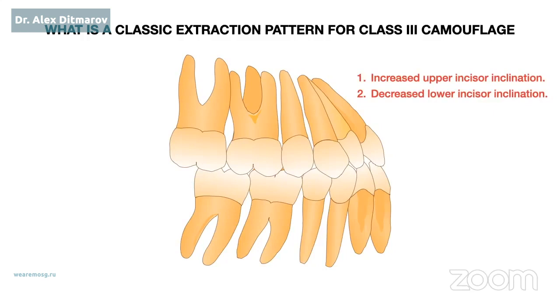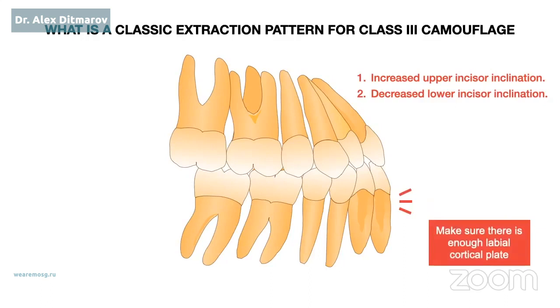The first feature is increased upper incisor inclination, and the second feature is decreased lower incisor inclination. And when we have such features, the important thing which we have to be careful about is the labial cortical plate. We have to be sure that there is enough labial cortical plate, because our lower incisors are becoming very much upright when we go for camouflage in class 3 cases. So let's look at his lower incisors.